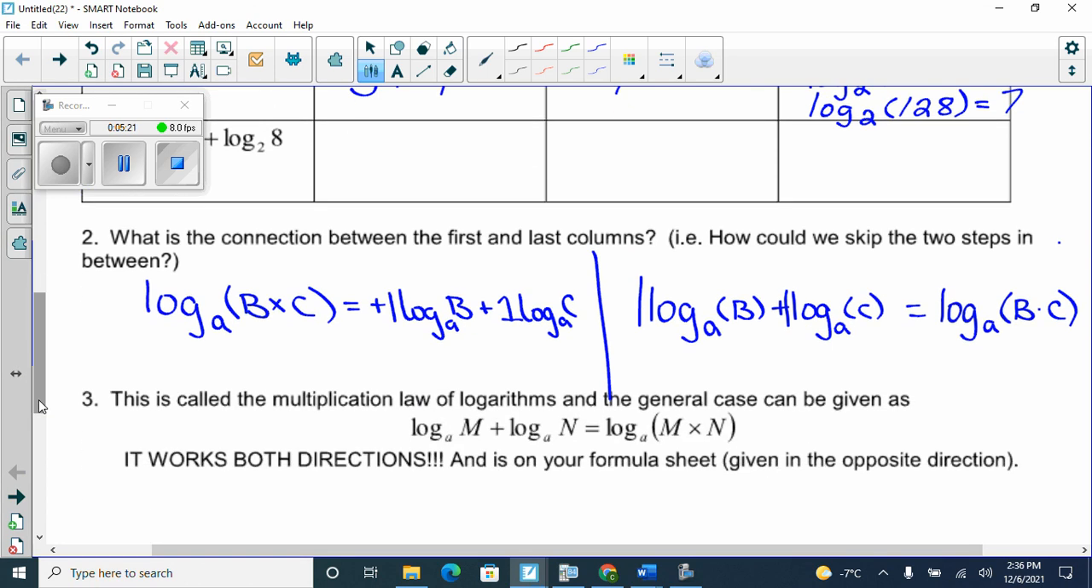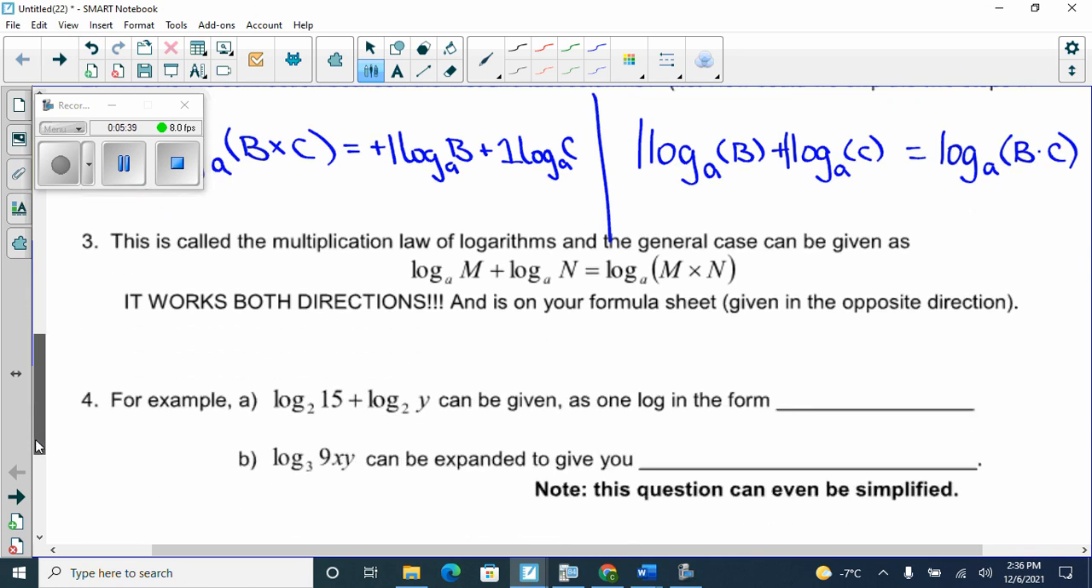It's called the multiplication law of logarithms, in the general case we're given. So this is what's on your formula sheet: log A M plus log A N equals log A of M times N. And it works in both directions. No joke, it does. You guys just forget it works this way as well. Often separating them out is where people will sit for days and not know what to do next.